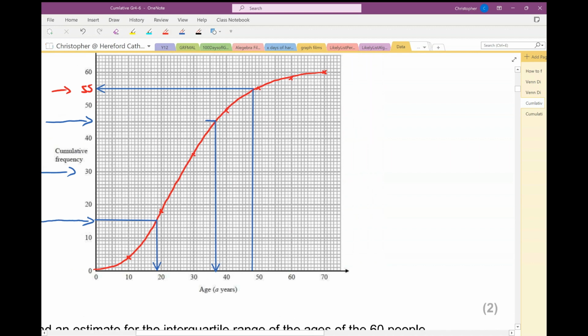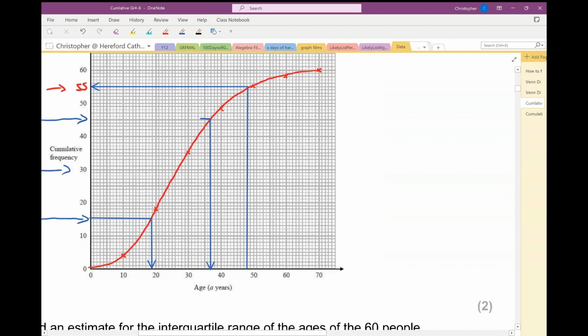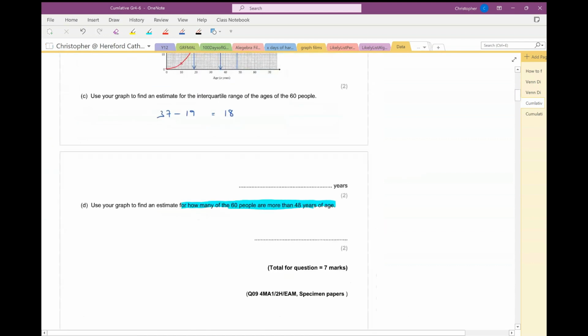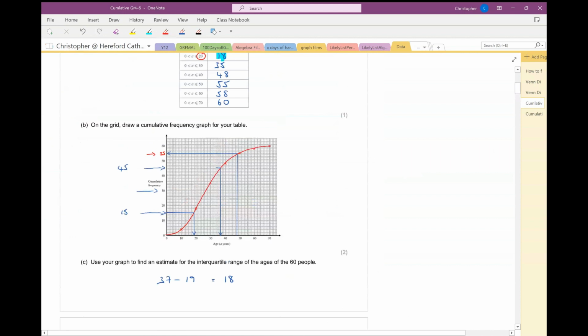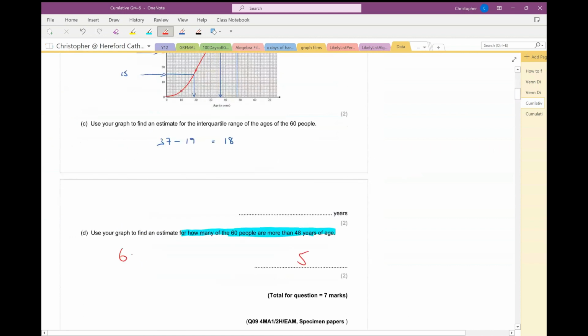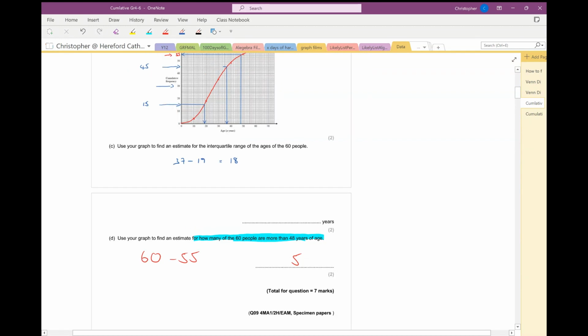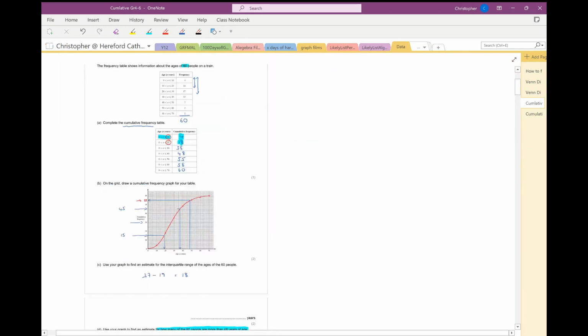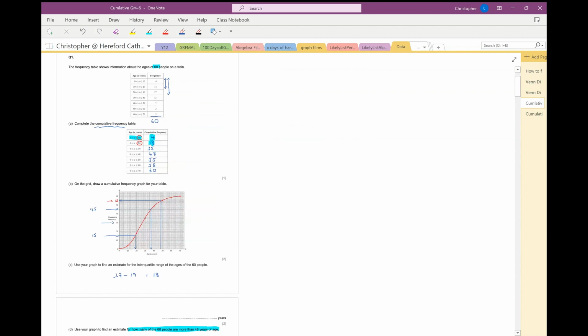So for me, over the age of 48 is just 5 people. Because there were 60 people in all, and I reckon that 55 of them are under the age of 48. So 5 people are over. And that is question 1 complete.